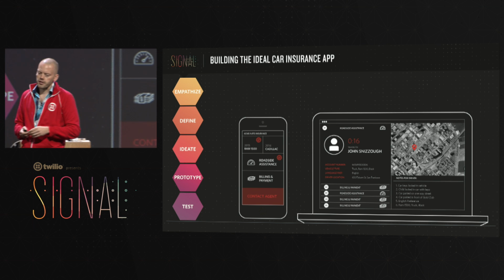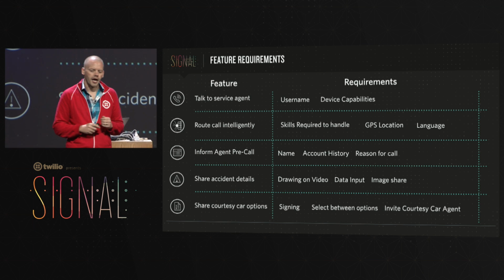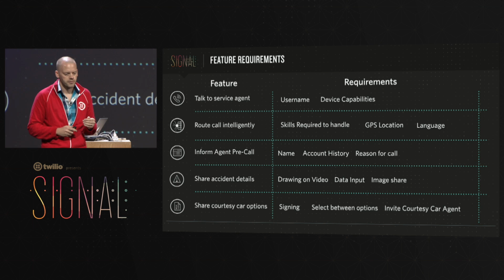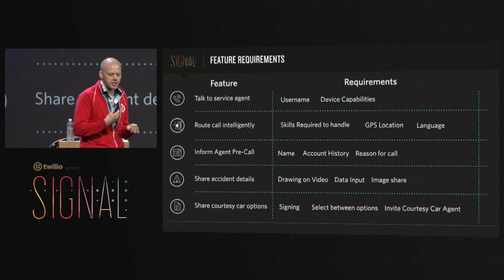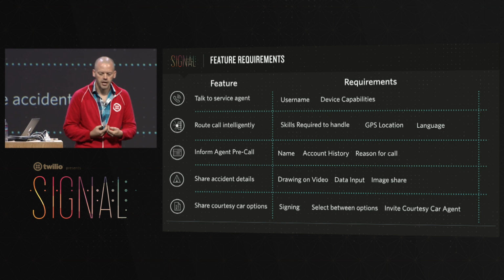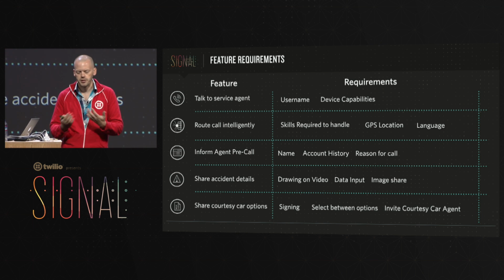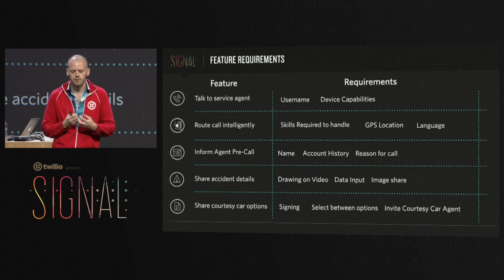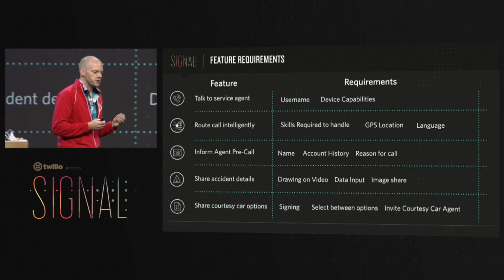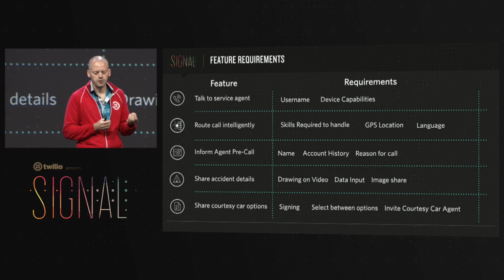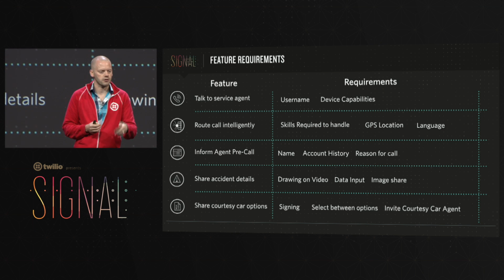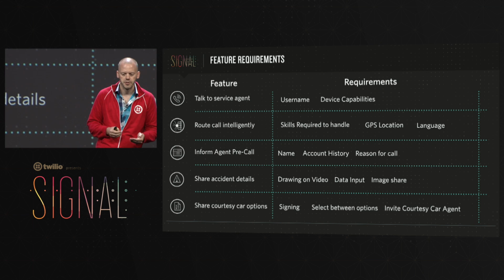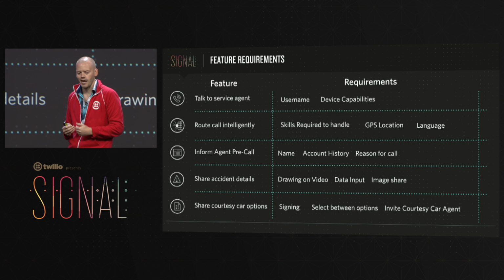So let's break apart the features and the requirements that we would need. I want to talk to a service agent. So we need to know upfront my username, and we need to know my device capabilities to know what kind of experience to give. I want that call to be routed intelligently so that I don't have to wait if it's urgent for me. So we need to be able to track skills required to handle the call from the agent side. We want to know the GPS location. We want to know the language that I talk.